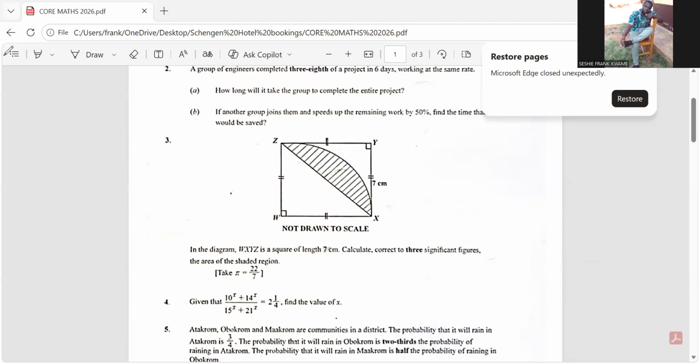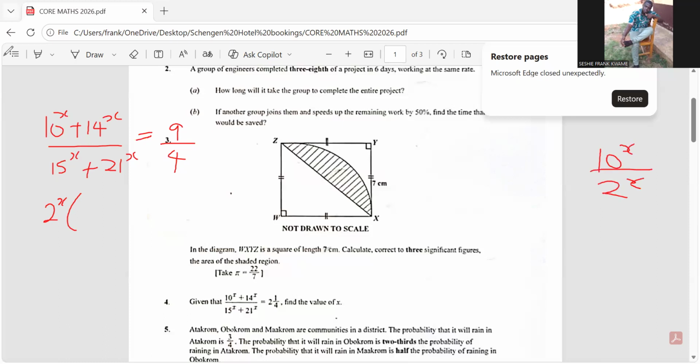Number 4. 10 exponent x plus 14 exponent x over 15 exponent x plus 21 exponent x should be equal to 9 over 4. Watch the 10 exponent x: we can factor 2 exponent x out, so divide 10 exponent x by 2 exponent x.